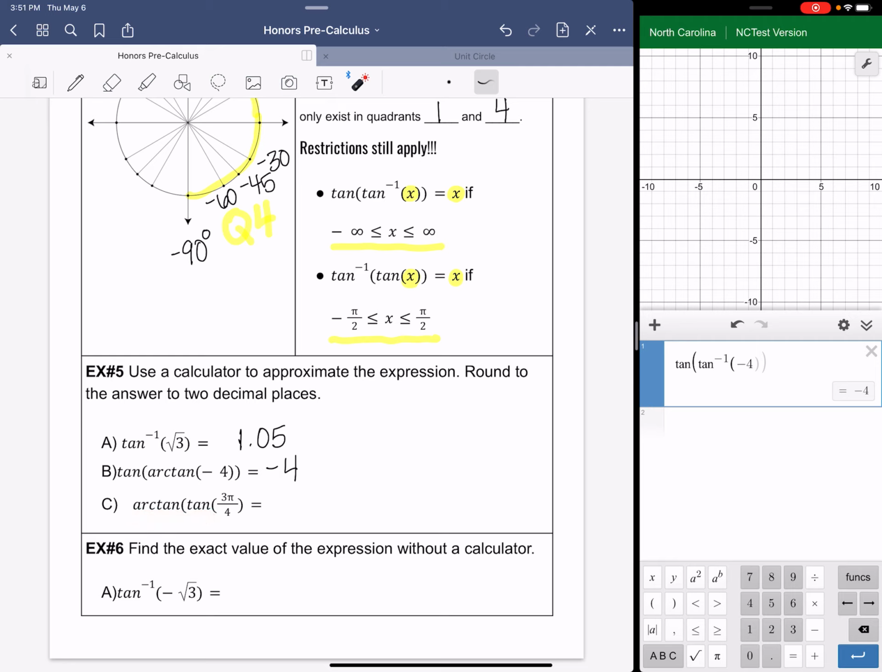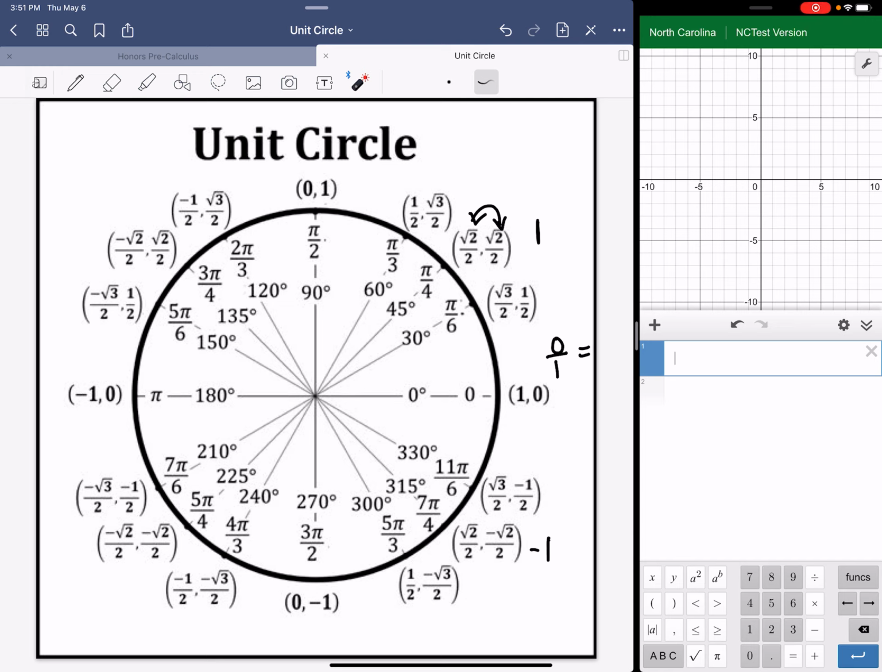Okay, so is 3 pi over 4 between negative pi over 2 and pi over 2? Well, the answer is no, so we're not going to get 3 pi over 4. If I think about this in terms of the unit circle, remember before we were looking at quadrants 1 and 4, so 3 pi over 4 is over here. So 3 pi over 4 is going to give me a negative 1.